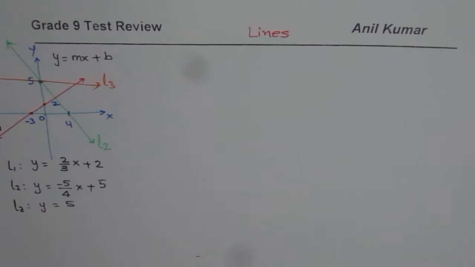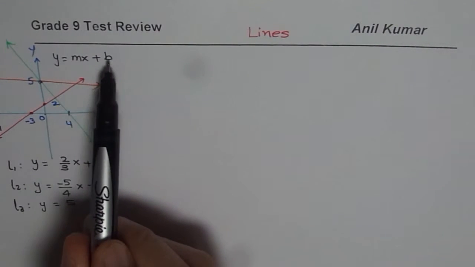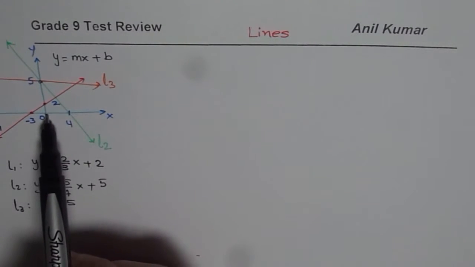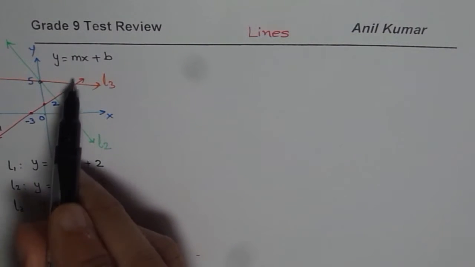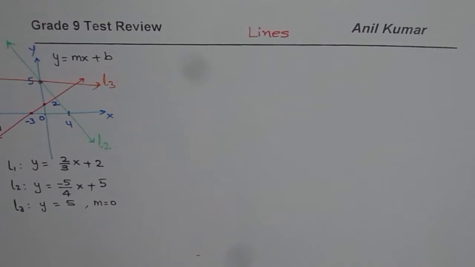What is the slope of this line? I think the slope is 0, right? Because y equals the y-intercept happens when x is 0. Here, x is not 0. x could be anything, so m should be 0. So in this case, we know the slope m is 0. That is very important to understand, correct?